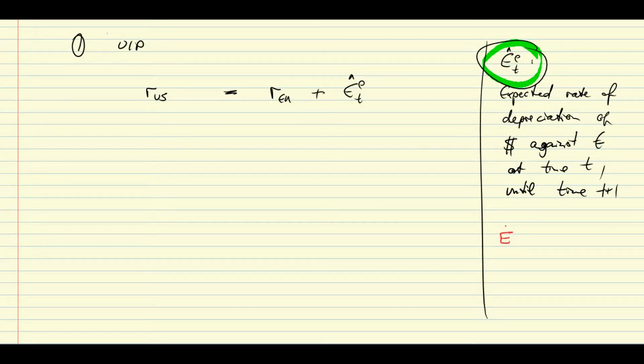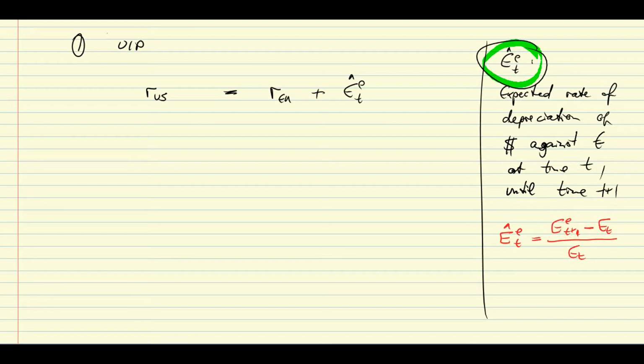So E hat ET is E t plus 1 minus ET divided by ET. Where ET itself is the exchange rate today, and ET plus 1E is our expectation, or market expectation, of what the exchange rate will be one period hence, at the end of this period.